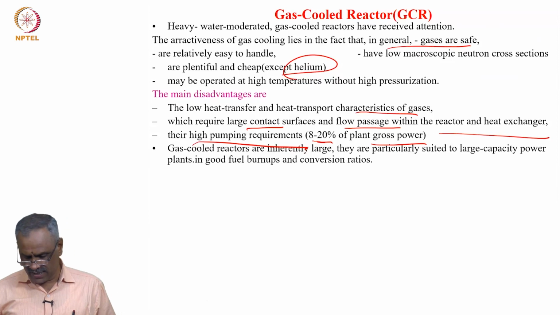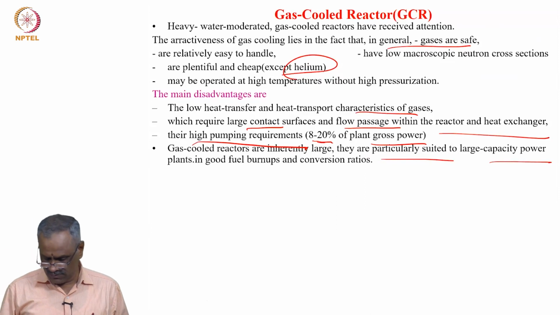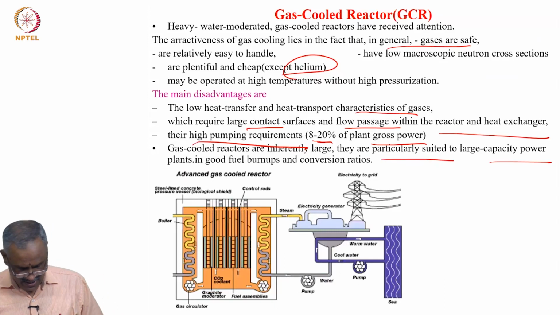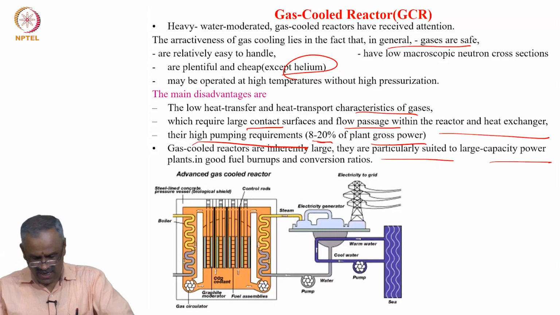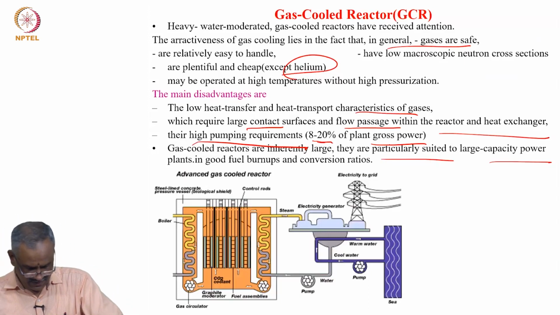Gas cooled reactors are inherently large, they are particularly suited for large capacity power plants, and also have good fuel burn up and conversion ratios. And typical advanced gas cooled reactors are like this, mainly the gas here is CO2. CO2 is one of the fluids here.